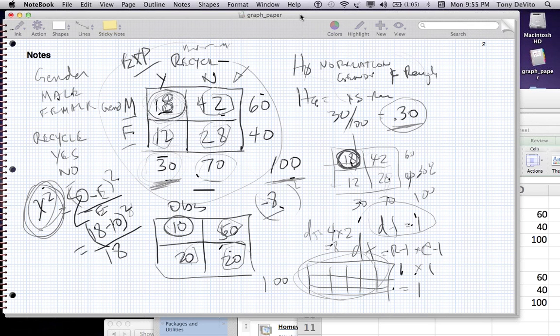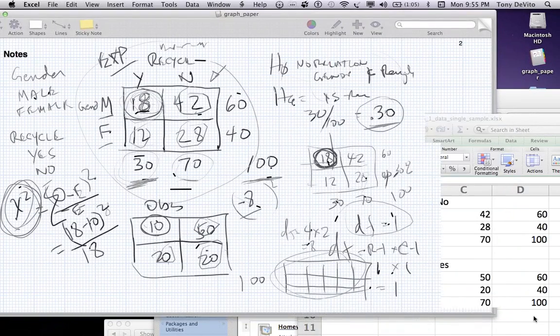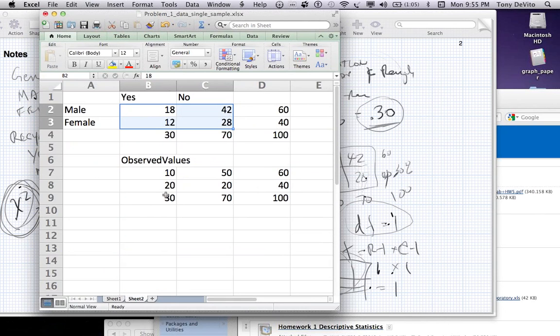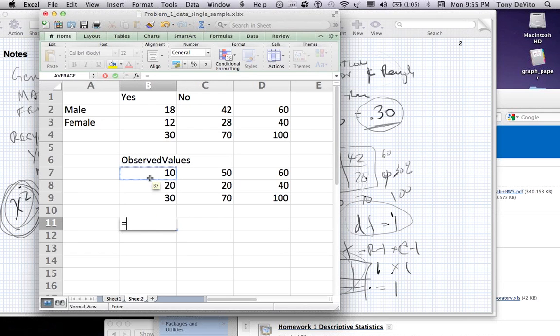Okay, let me move this out of the way. Bring this in front. Let's go ahead and do this calculation now. There are our observed values, there are our expected values. My observed value is 10 minus my expected value. I'm going to square that value. I'm going to multiply it by itself.